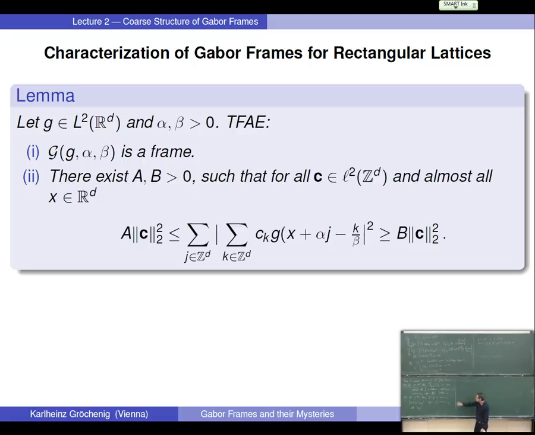Okay, so I will discuss the situation of rectangular lattices, because then one can make plots and show a little bit. So here is the first quadrant. Each point in the quadrant corresponds to a rectangular lattice.